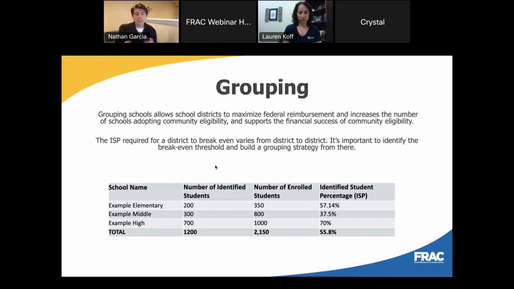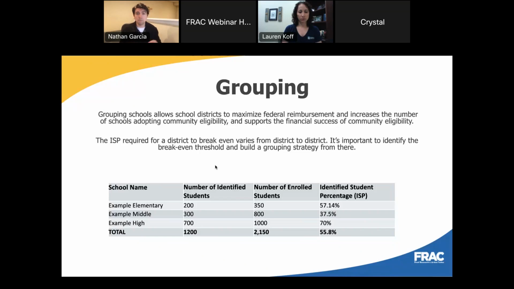And in this example, the middle school would not be eligible for CEP, but by grouping these three schools together and aggregating their total ISP, we see that this district would be able to serve all three of these schools, implement CEP in them, and have an aggregate percent of 55.8%. And this is really important because grouping strategies can be creative, and districts really have a lot of ability to customize how they decide to group within their district.